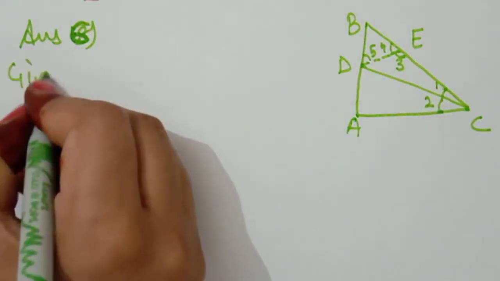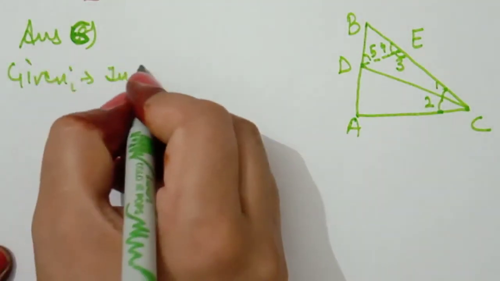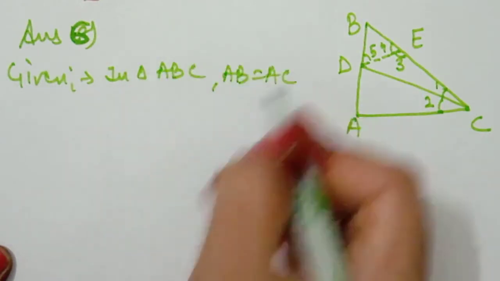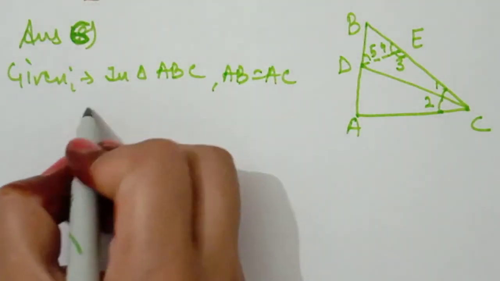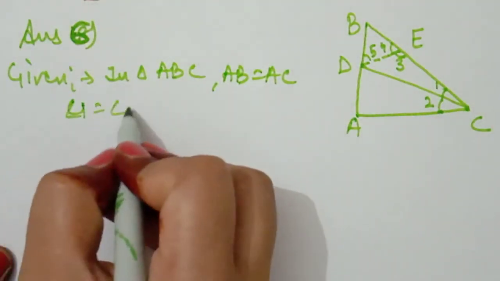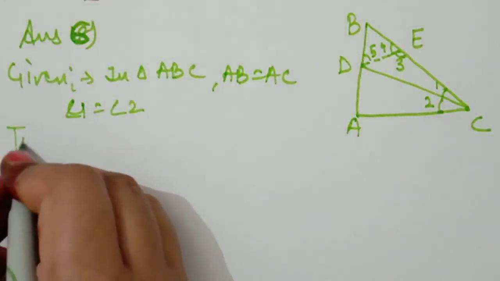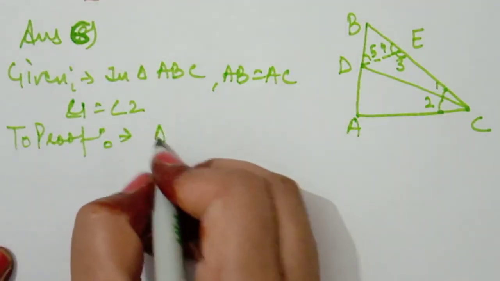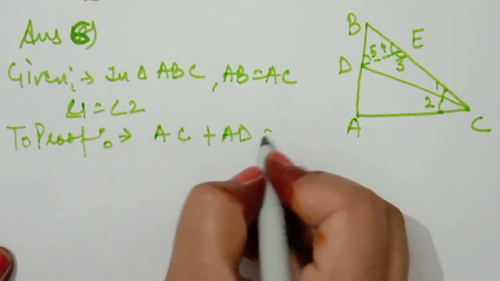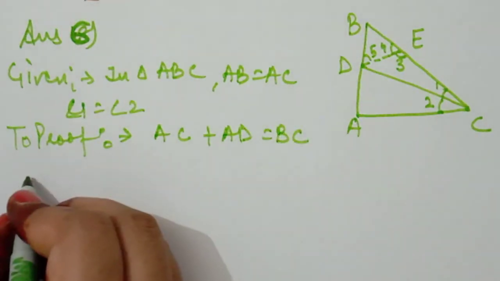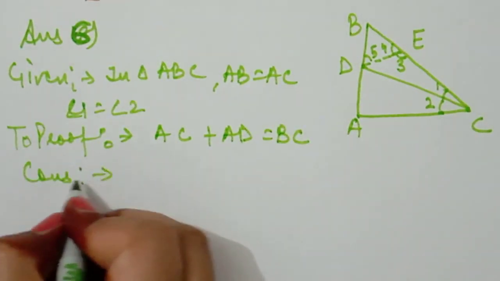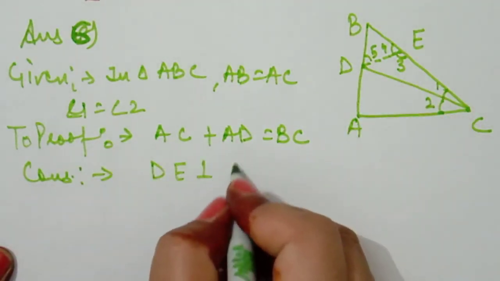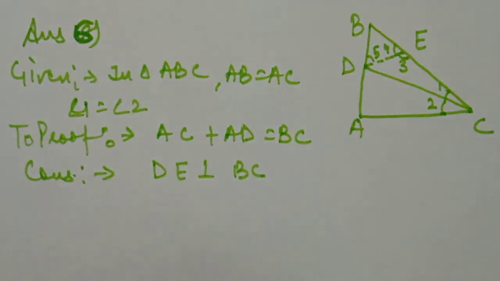So the given part is triangle ABC. First of all, AB is equal to AC. It is given to us. And CD is the bisector, so angle 1 and angle 2 are also equal. To prove: AC plus AD is equal to BC. We have to draw a small construction which I already constructed here. Draw DE perpendicular to BC.